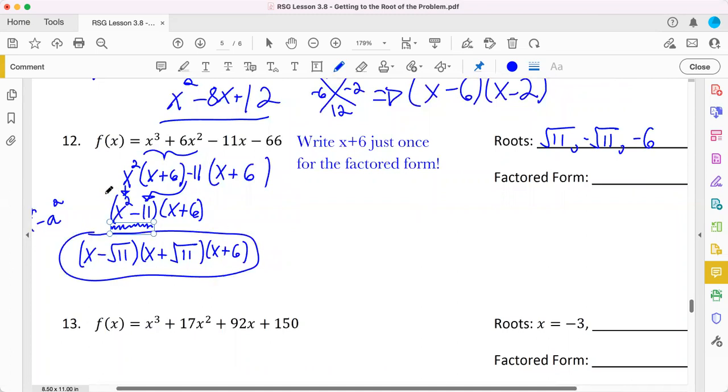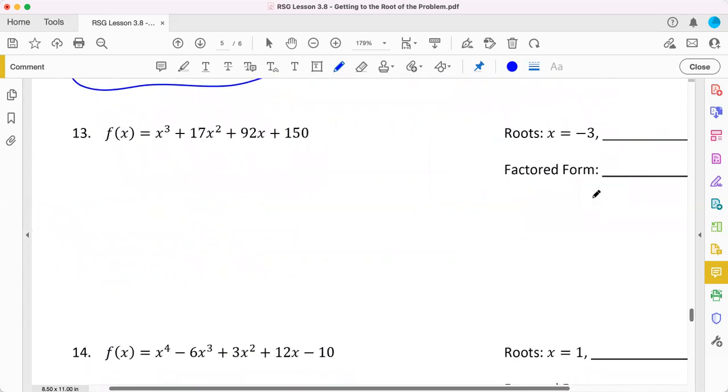And the key ingredient here was that this was a difference of squares. This had to be taken further because you know what you're doing. Capiche? It's a factored form. It's all this. Okay.